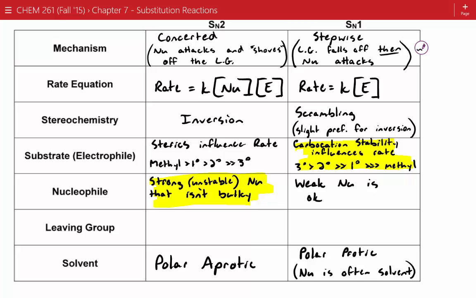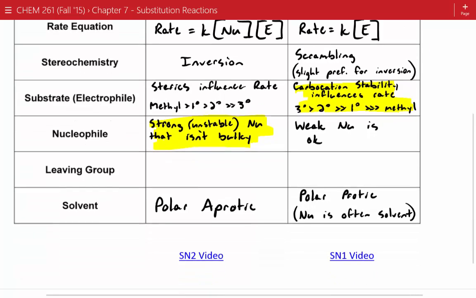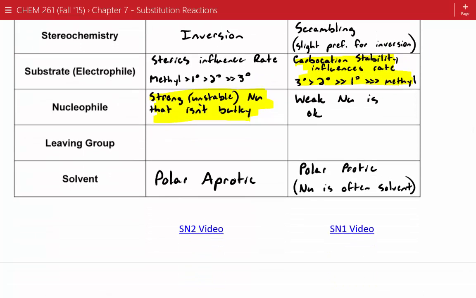All right, so we're almost done with our flow chart. We still have to tackle our leaving group problem and how to anticipate leaving groups. And I'll let you guys know leaving groups are a lot easier to assess. But before we go on and we do that, I've got a video I wanted to show you guys.